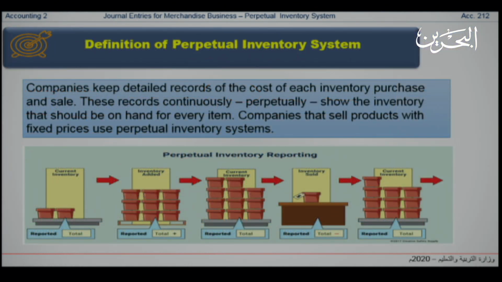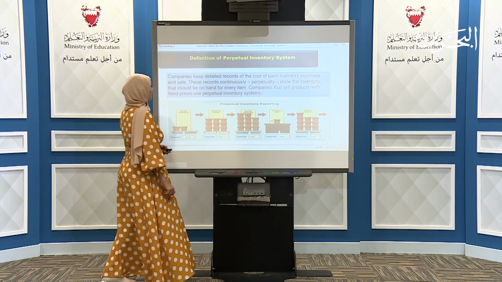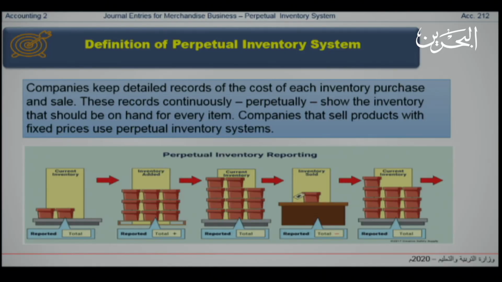Shifting to the definition of the perpetual inventory system. Companies keep detailed records for the cost of each inventory purchase and sale. This record continuously, or perpetually, shows the inventory that should be on hand for every item. Companies that sell products with a fixed price use this type of system, which is the perpetual inventory system.